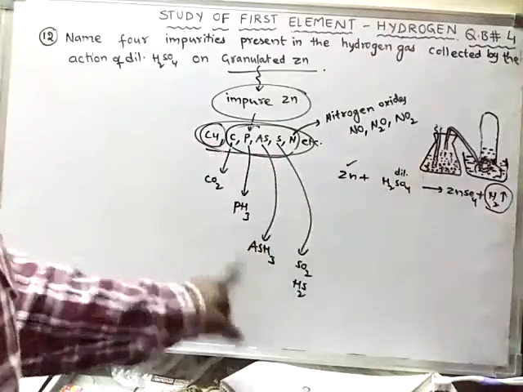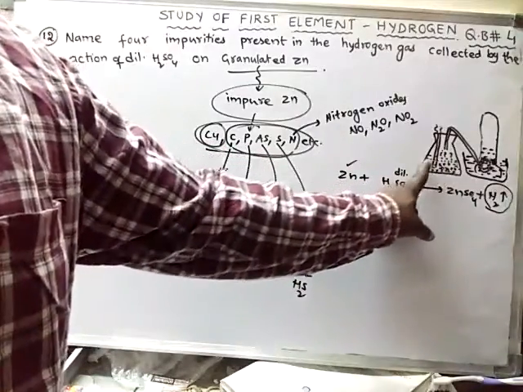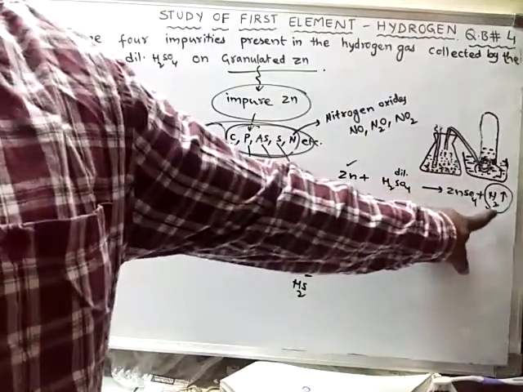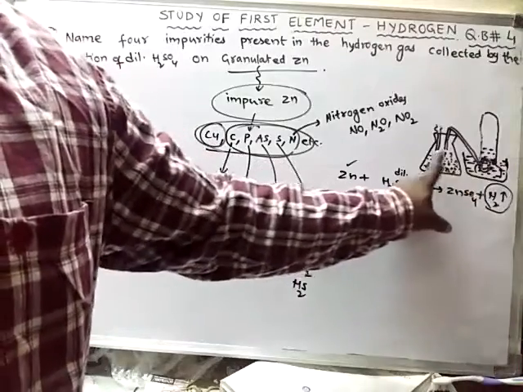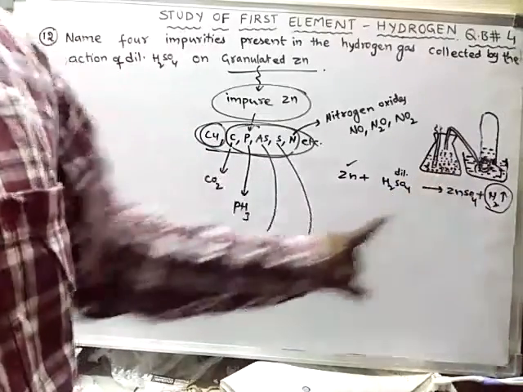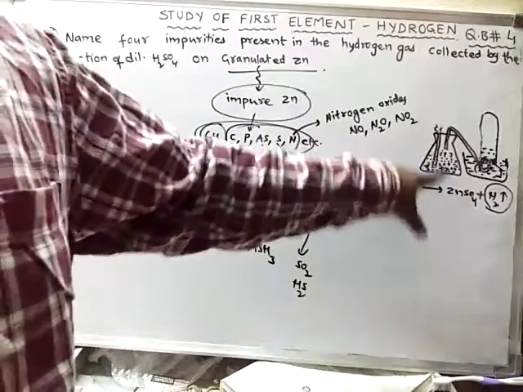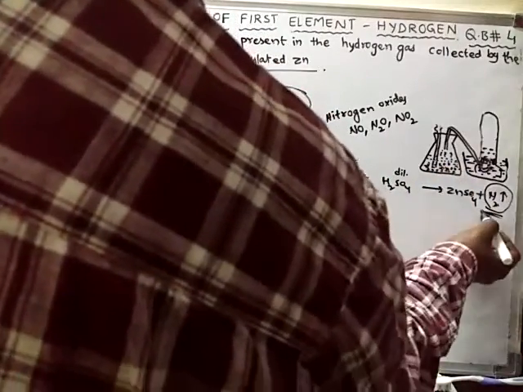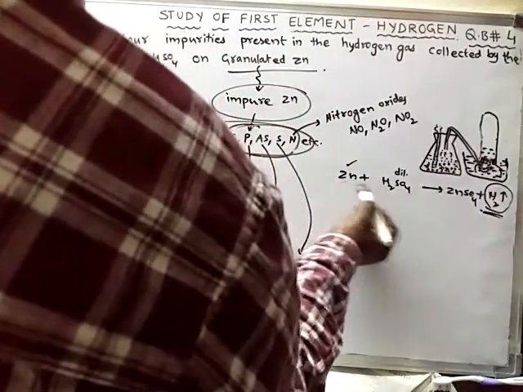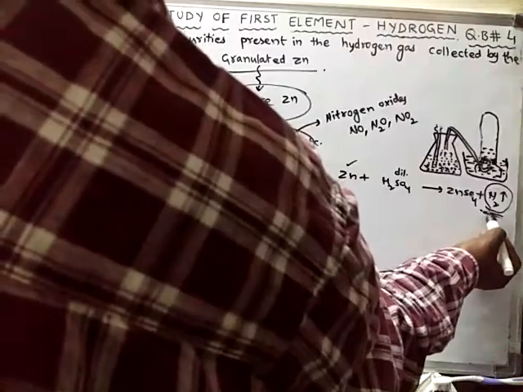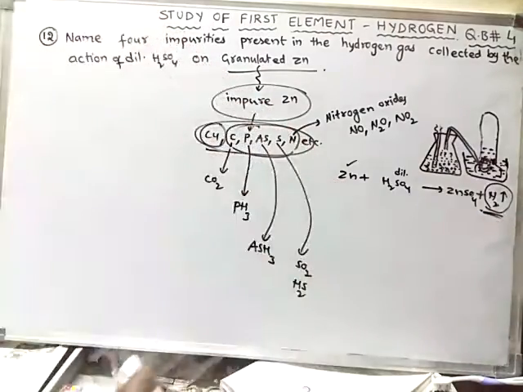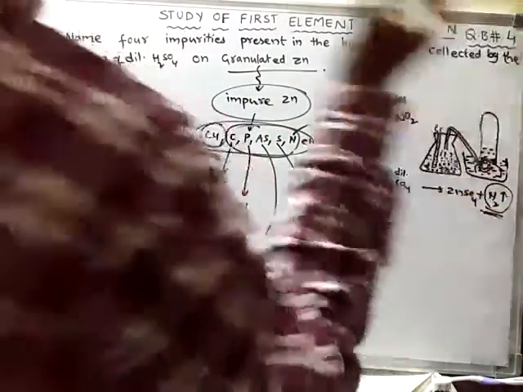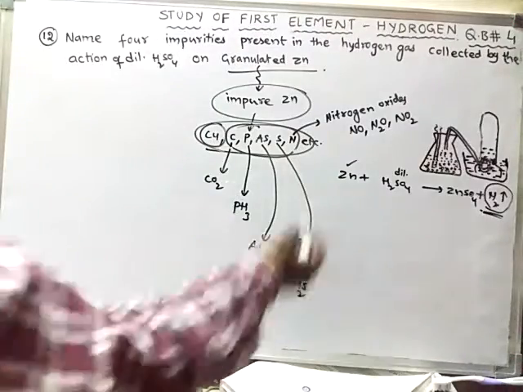So where are these gases formed? These gases are formed inside the apparatus only. Even hydrogen is also formed in this apparatus only. Now what happens? All these gases mix with hydrogen gas. Hence, the hydrogen gas which is produced in this process by using granulated zinc and sulfuric acid is not a pure hydrogen gas. It is impure hydrogen gas. There are so many impurities.